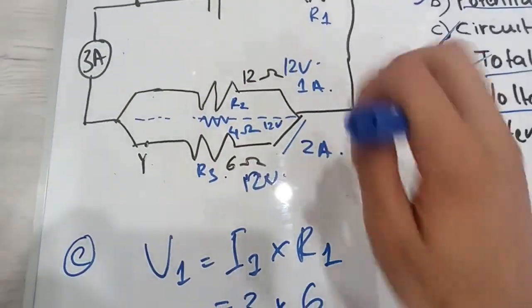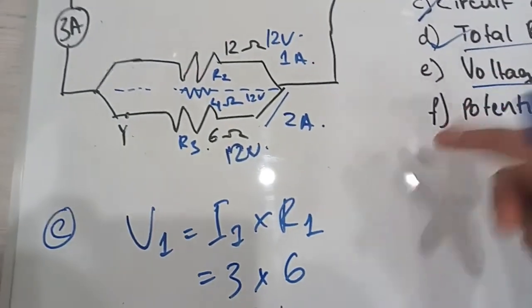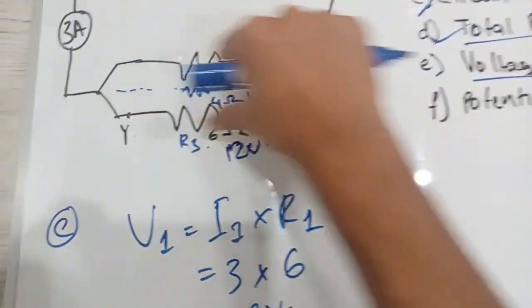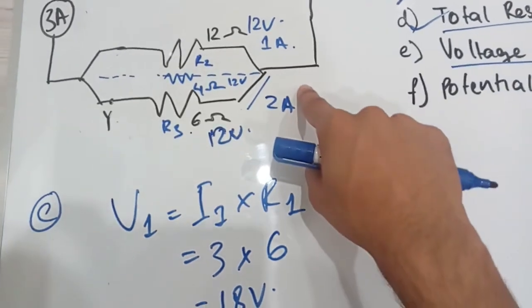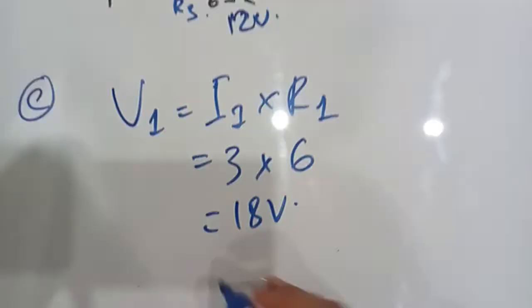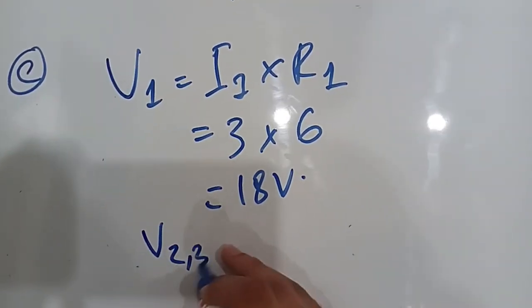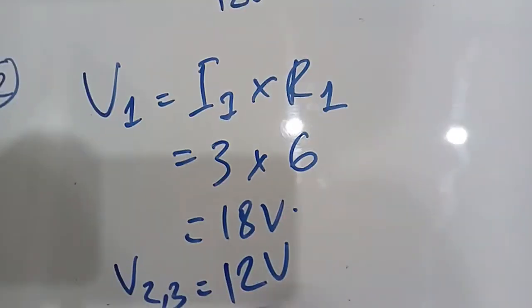And we know here that voltage doesn't split in parallel, so 12 volts going through both of these. And so, since it doesn't split, we just take 12 volts. We know that. So voltage 2 and 3, you can take either, or the combined one, you're going to get 12 volts anyway.